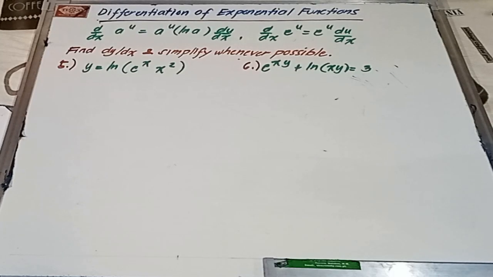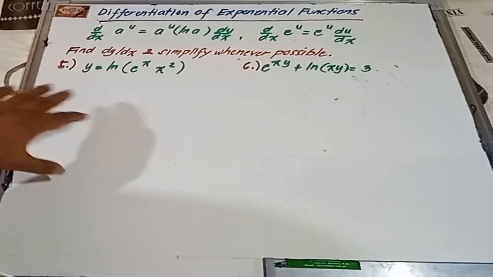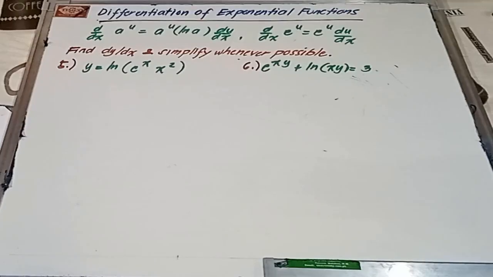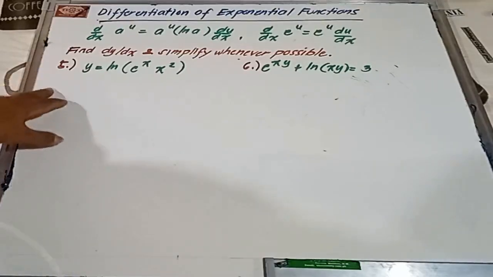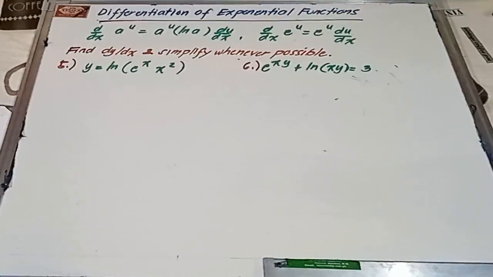So here are the fifth and sixth examples para sa differentiation of exponential functions. It says we're going to determine dy over dx, and if we can simplify the resulting derivative, simplify natin. Example number 5 is y equals ln quantity e to the x times x squared.